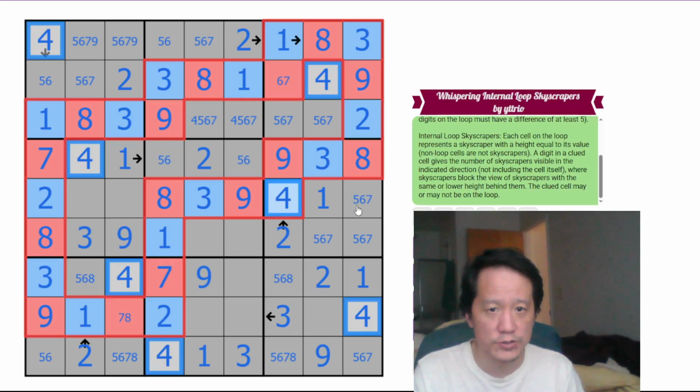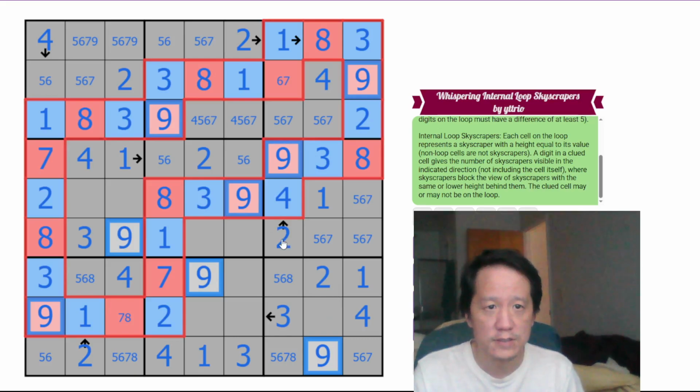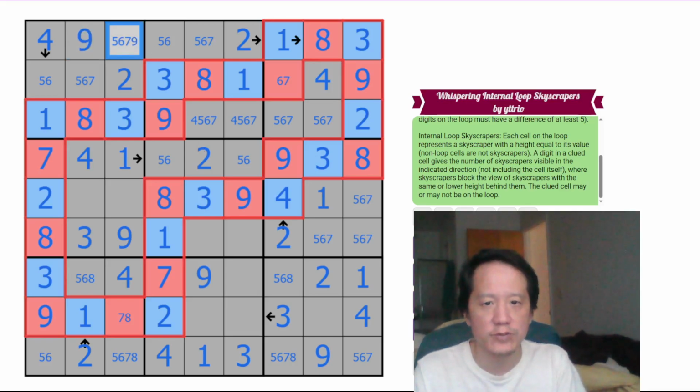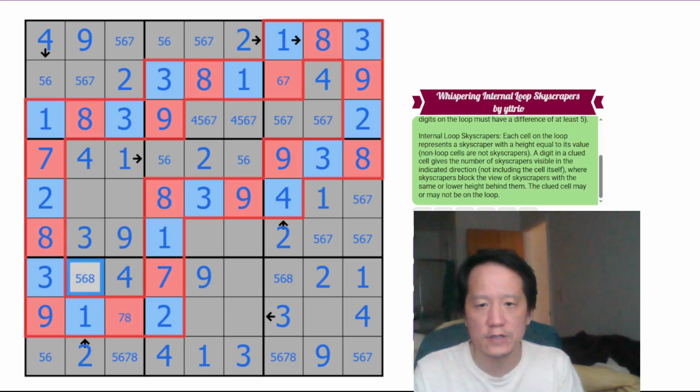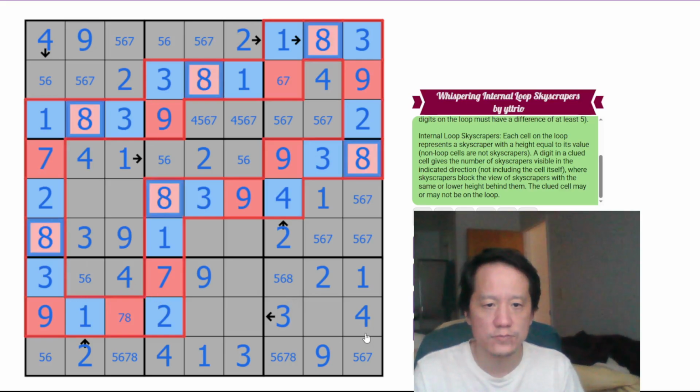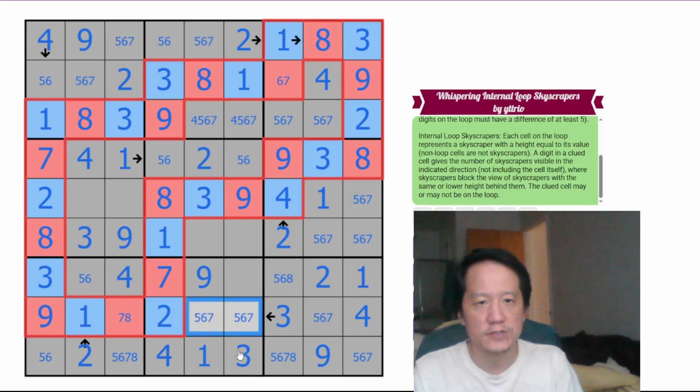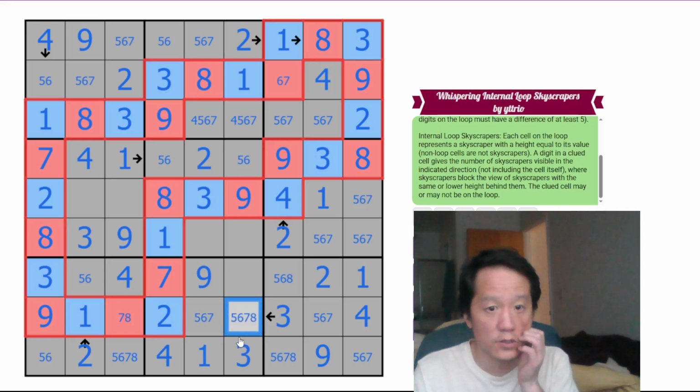4s. We don't know where those are. 5s. We don't know where those are. 9s. We have 8 9s. We know where the last 9 has to be. It has to be here. What about 8s? This can't be 8 here. This is 5, 6, or 7 here. 5, 6, 7, 8, but 8 cannot be here.